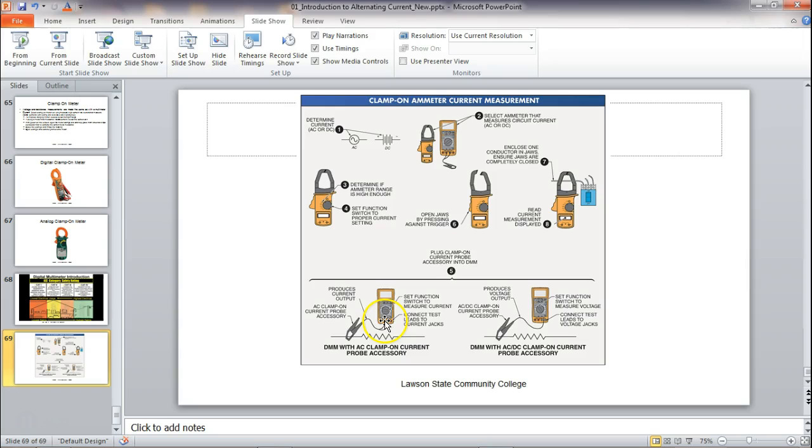Now, if you have one that has the ability to measure AC and DC, then of course these are going to be more expensive. This is the clamp on amp meter we normally buy for the electrical trade. They usually don't measure DC, they usually measure AC. If you get one that measures DC, it's going to use an electronic circuit called a Hall effect sensor, and it's a lot more expensive.